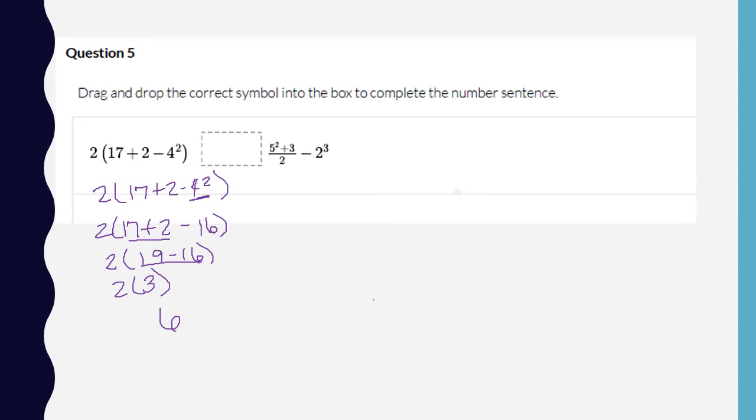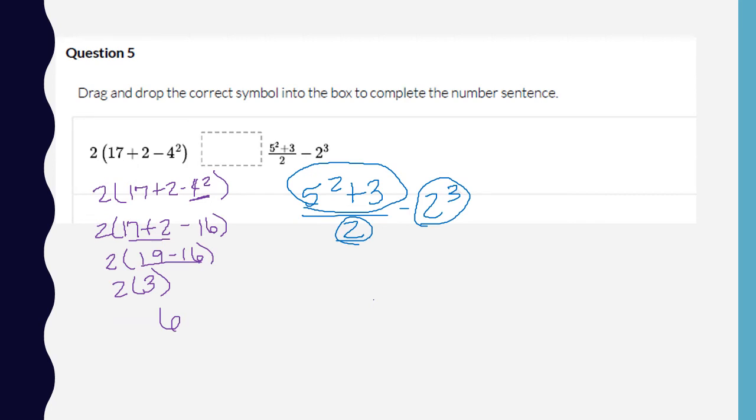Now I'm going to look at this big ugly thing on the right. Okay, and I'm going to rewrite everything right now. So essentially I've got one problem here, and then this part is divided by 2. So looking at that, I'm going to start up here on part 1. So 5 squared is 25 plus 3, divided by 2, minus 2 to the third power. So now I'm going to do the top up here, because it's like parentheses still. 25 plus 3 is 28.